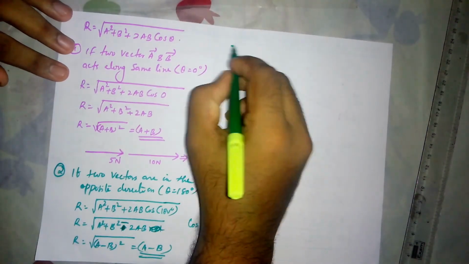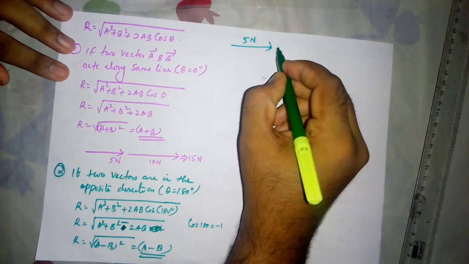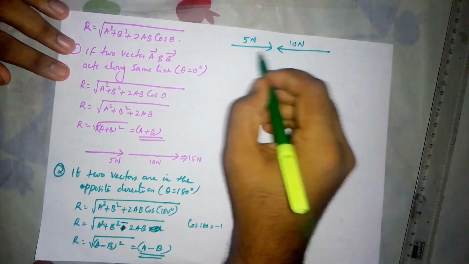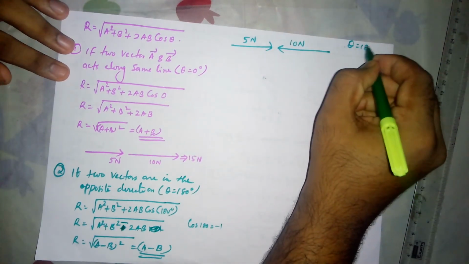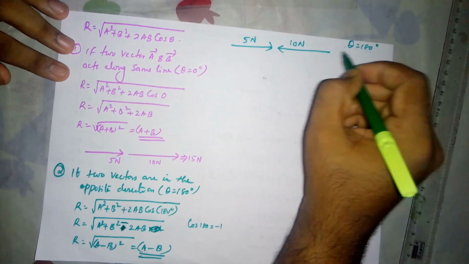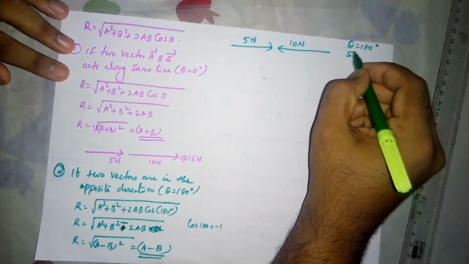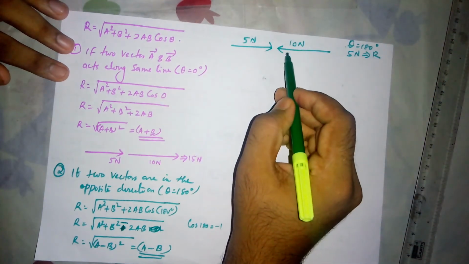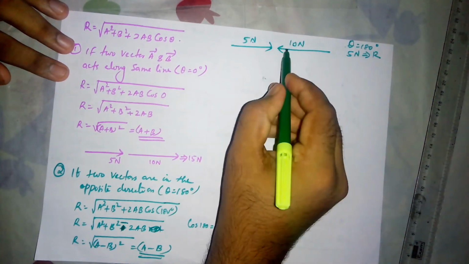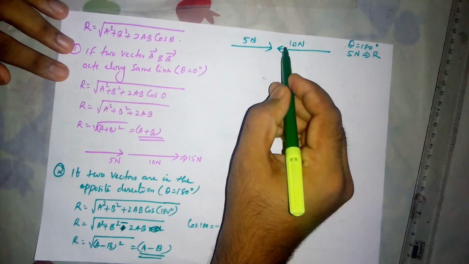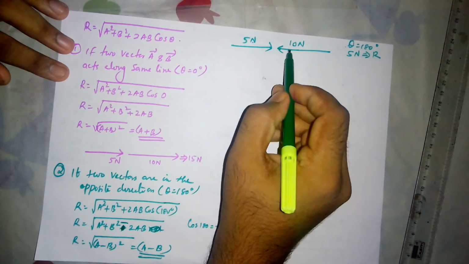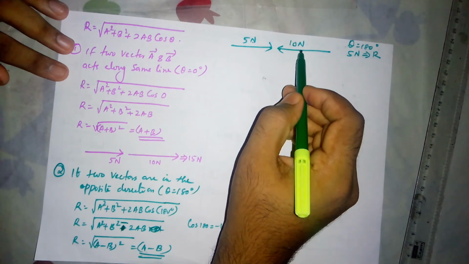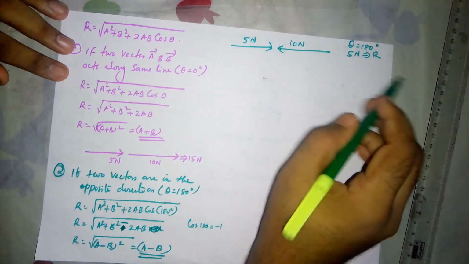Suppose a 5 Newton force is acting in this direction and a 10 Newton force is acting in this direction. These both are in the opposite direction, right? So theta is equal to 180 degree. So how much will be the resultant force? 10 minus 5, so 5 Newton will be the resultant force. And what is the direction of the 5 Newton? The direction of the 5 Newton force will be in the direction of the 10 Newton, because if two vectors are acting in the opposite direction, then the resultant direction will be the direction of the greater force. That is the thing.